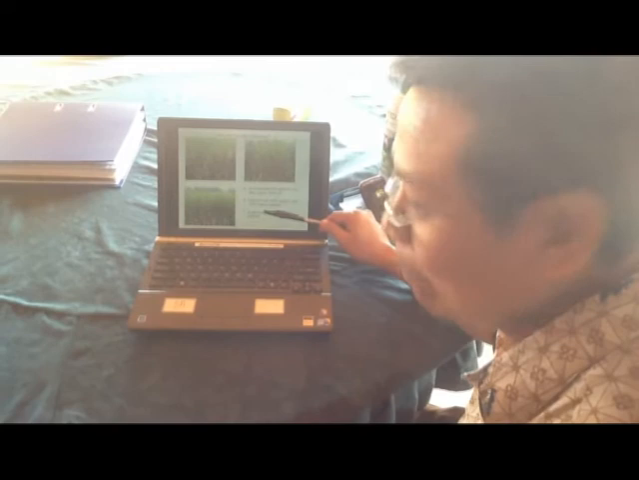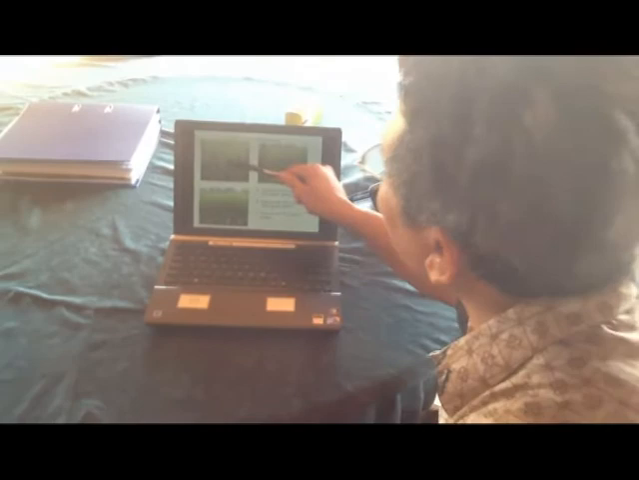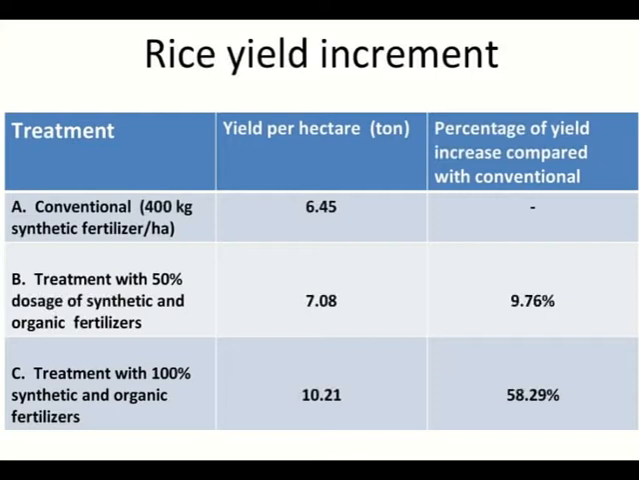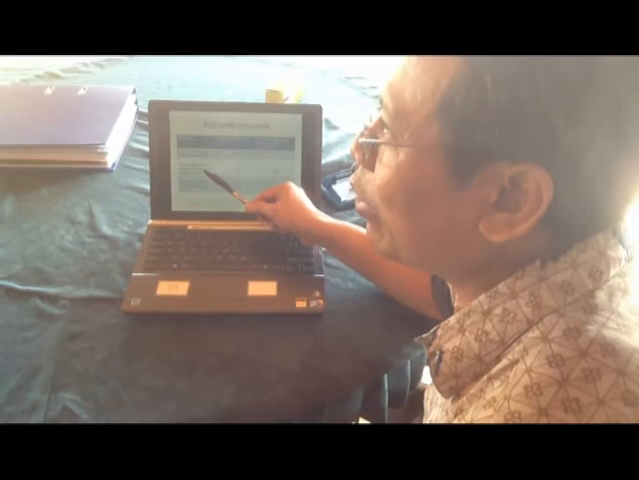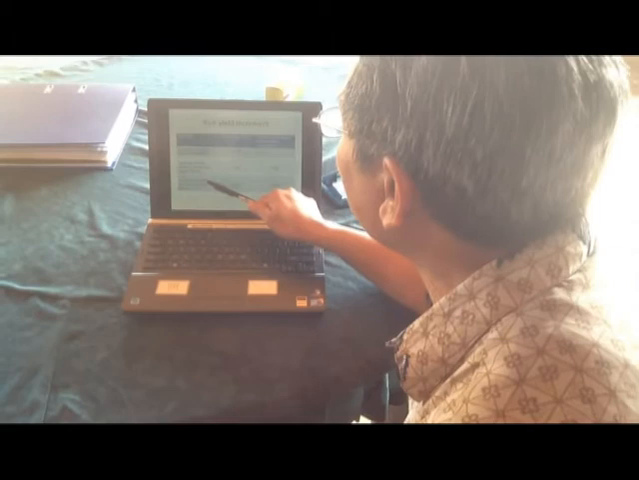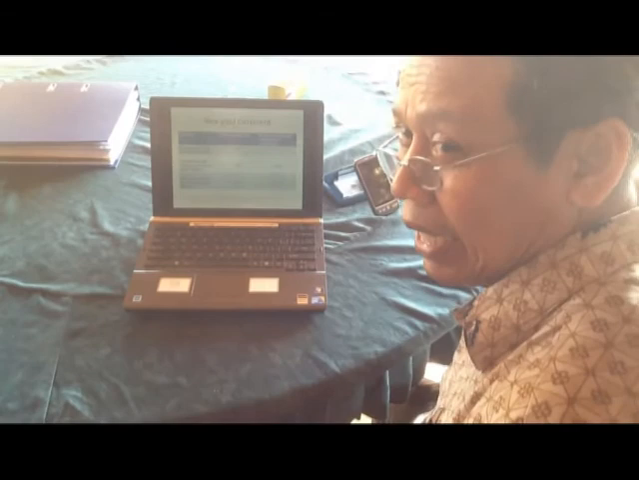We compare these and you can look at the performance. This is the data. The control, the conventional one, uses 400 kilograms of synthetic fertilizer per hectare. This one, 50%, means 200 kilograms of synthetic fertilizer and 50% organic fertilizer, that means only 10 liters. And this one is 400 kilograms of synthetic fertilizer and 20 liters of the product.